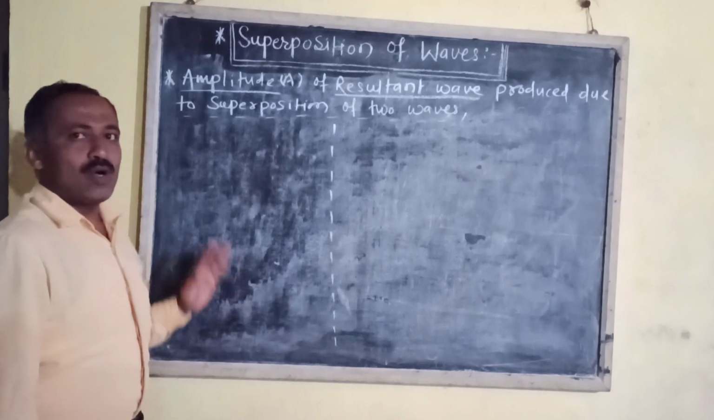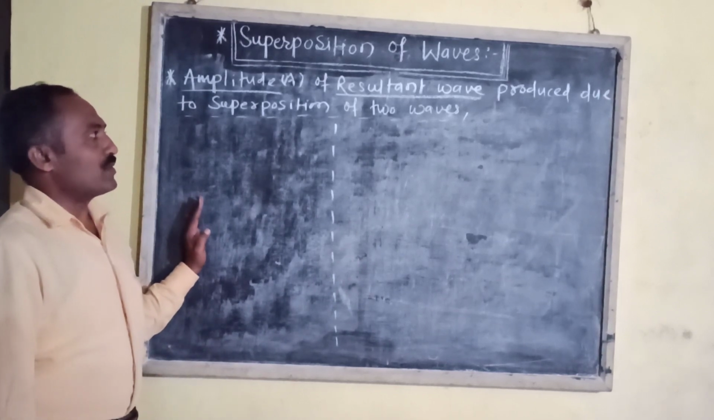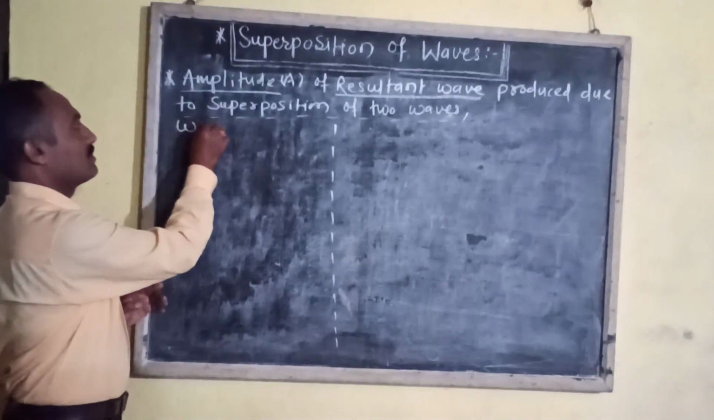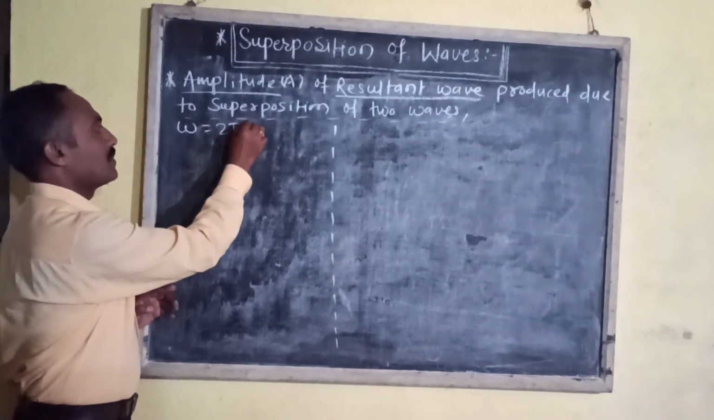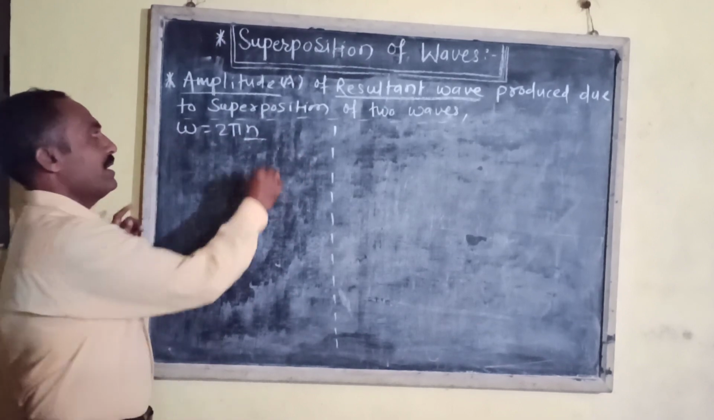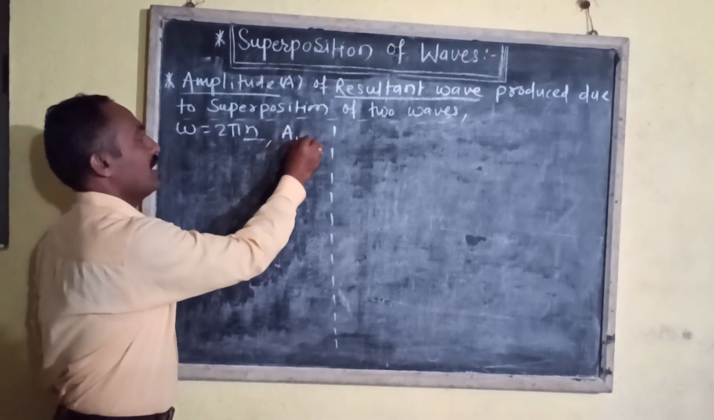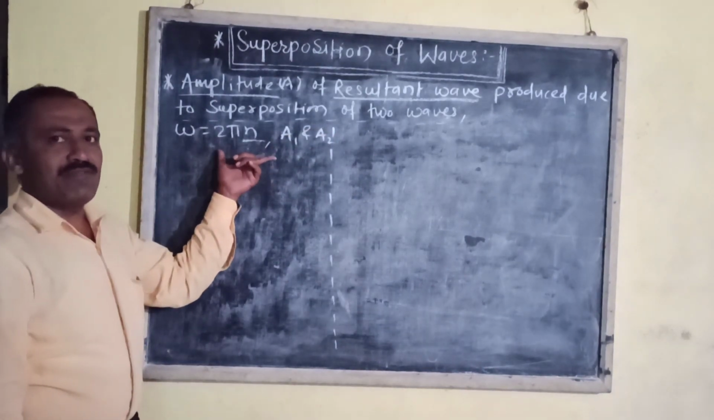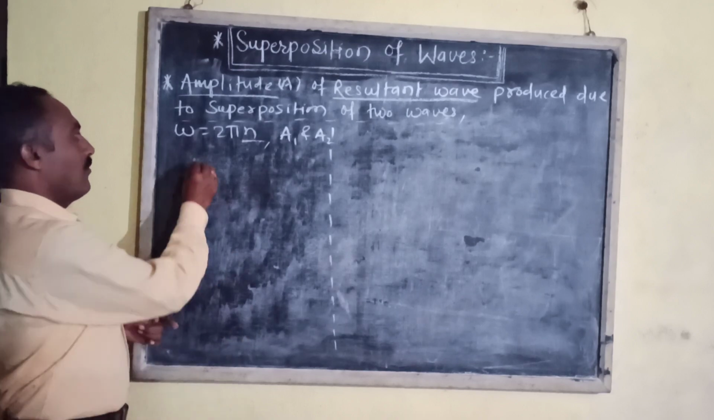For that purpose we have to consider two waves having the same frequency n, and different amplitudes A1 and A2. These waves differ by a phase phi.